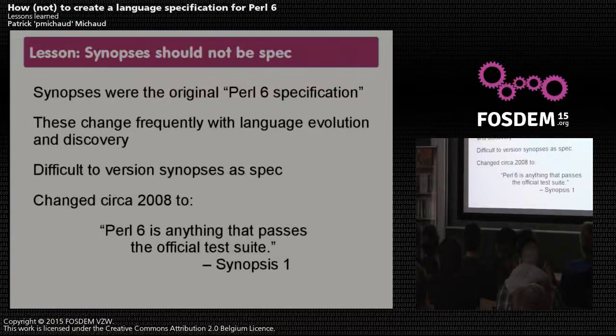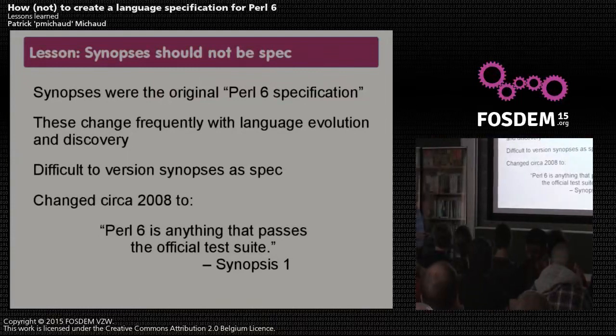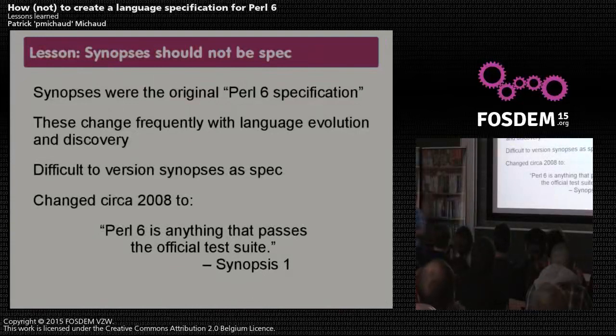I'm fine with calling them design documents. I'm fine with calling them synopses. But I think we need to eliminate this specification thing. Because they change so frequently, whereas we think of specifications as being more rigid, that's another reason why the synopses should not be equated with being a specification. And it's difficult to version them. Just the mechanics of making versions of the synopses is hard.